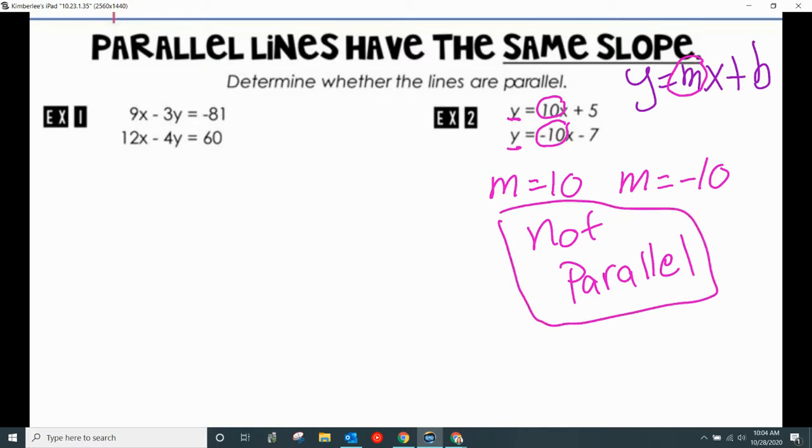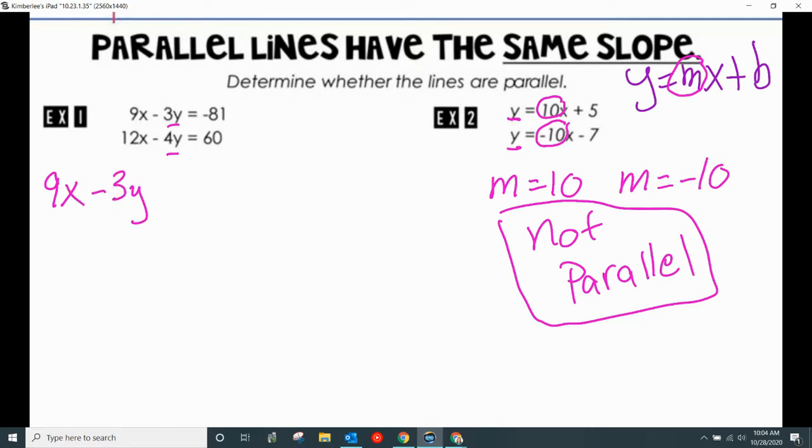Well, let's look over now at example 1. Okay, 9x minus 3y is equal to negative 81. 12x minus 4y equals 60. There's my 2 equations. However, I noticed y is not by itself on one side on either one of these. So this is where your scratch paper is going to come in.